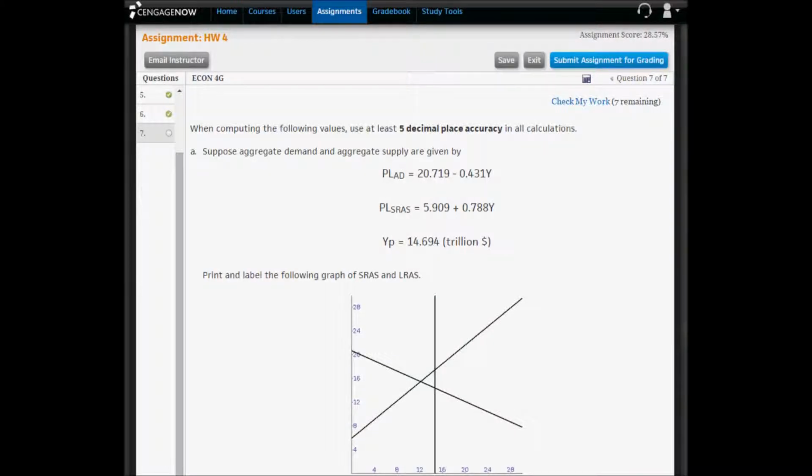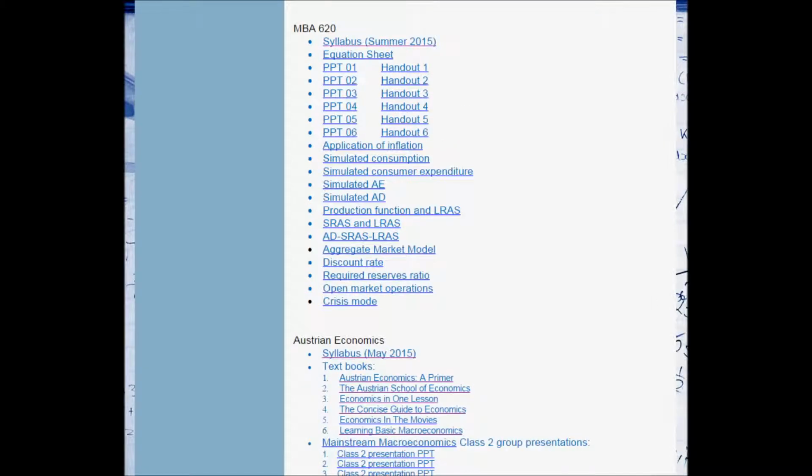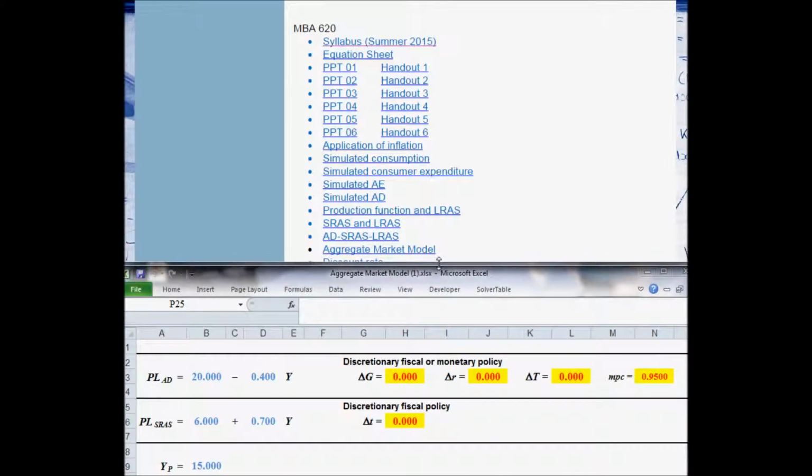In question 7, we're going to analyze the aggregate market model, which is aggregate demand combined with short-run aggregate supply and full employment output. To analyze this model, you want to go to my teaching website under MBA 620 and click on Aggregate Market Model. And I have it opened here under my internet browser.